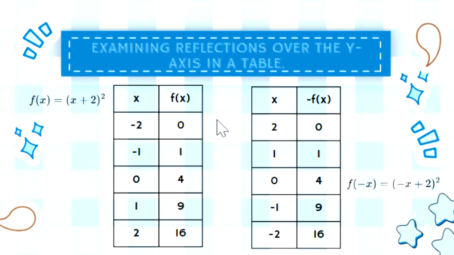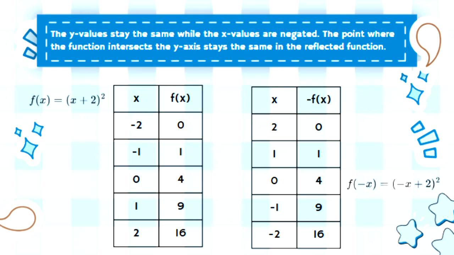So over here, all of our f of x values are the same: 0, 1, 4, 9, 16. It's the x values that change. So in our original formula, we have negative 2, negative 1, 0, 1, 2. In our changed formula, all of the signs switched. So we have positive 2, positive 1, 0, negative 1, negative 2. Okay, this should all be reasonably clicking based on what you learned about reflecting over the x-axis. The y values stay the same while the x values are negated.